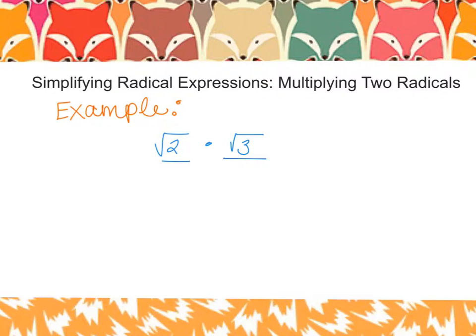And just to review what you learned in Algebra 1, we can multiply these both under the radical symbol. So the square root of 2 times the square root of 3 becomes the square root of 2 times 3. And that equals the square root of 6. If we could simplify this, we would, but we can't, so that's our final answer.